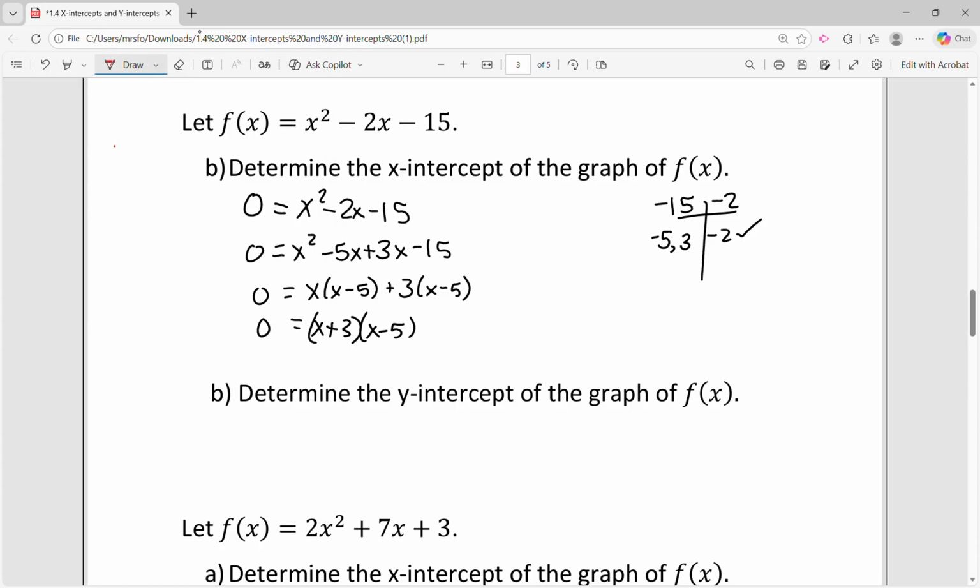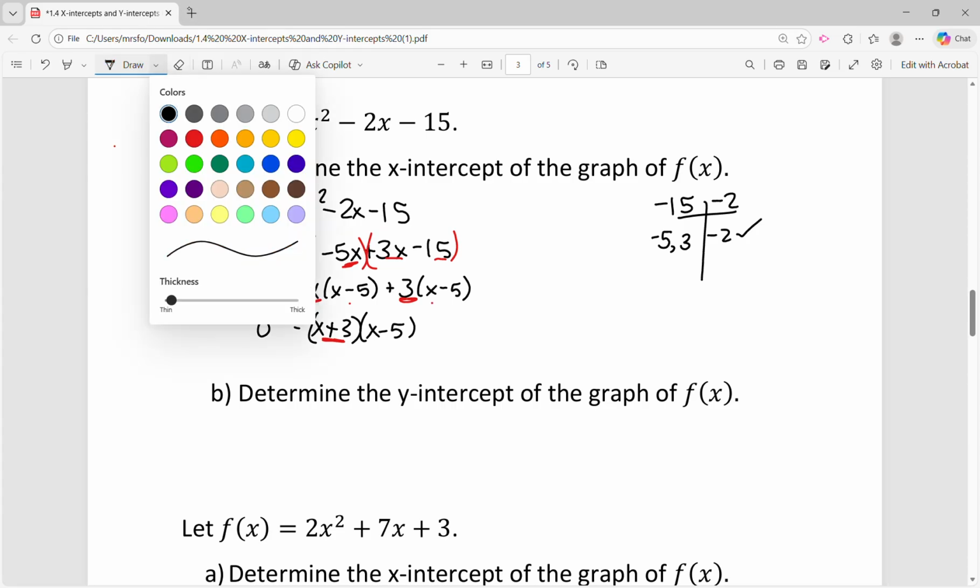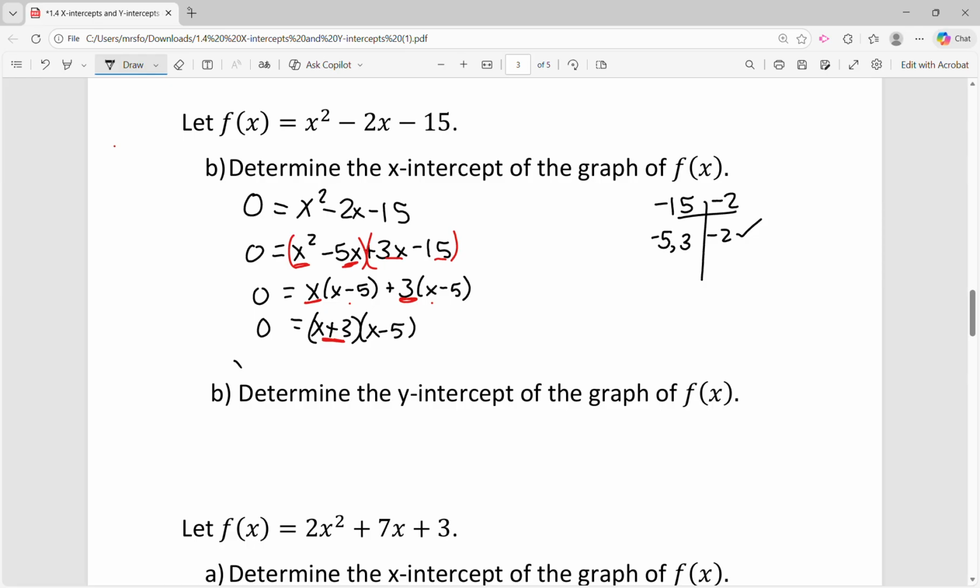And so when I was looking at this, I grouped the first 2 and the last 2, and then I looked and said, well, what was the GCF here? X. Factored it out. Then I said, what's the GCF? 3. So the x plus 3 is one of my factors, and then the x minus 5 is the other. So if factoring is something you don't remember, then that is something you'll want to review.